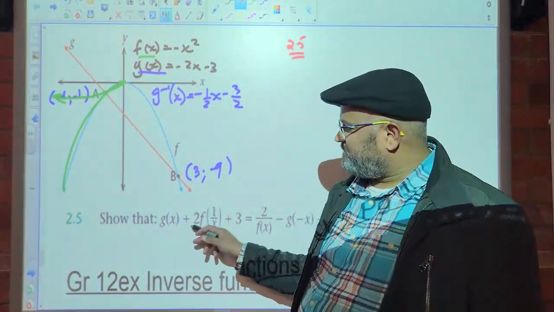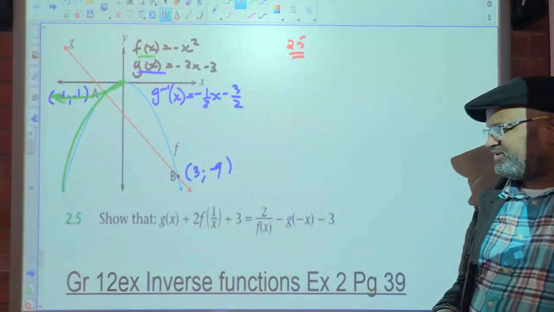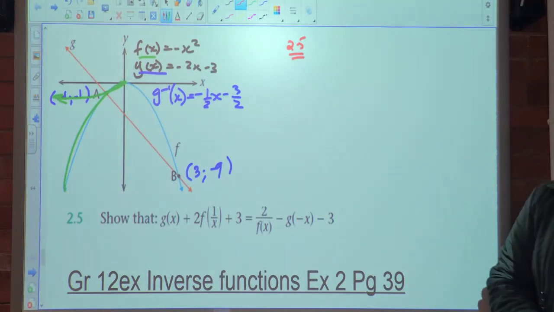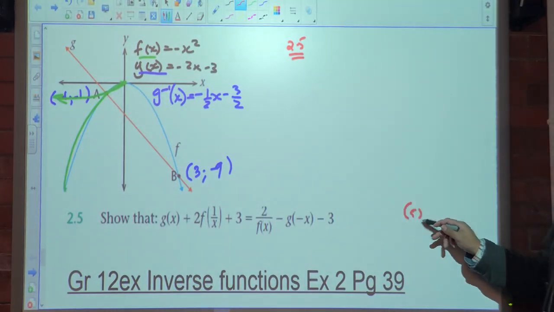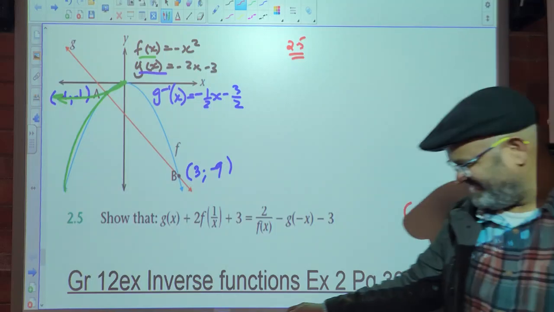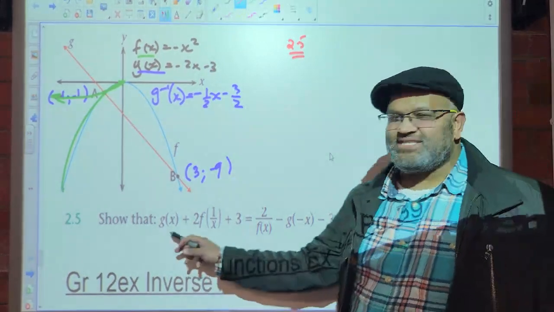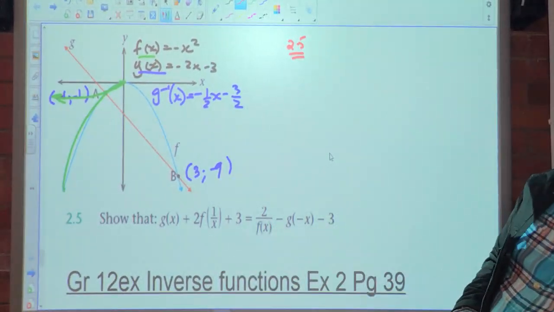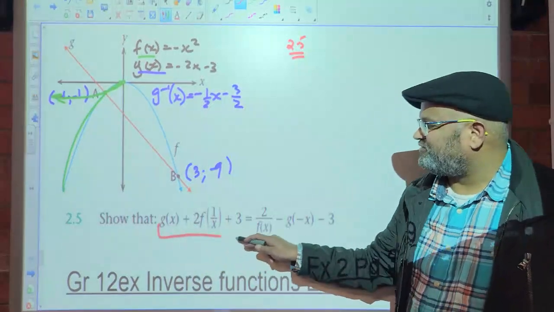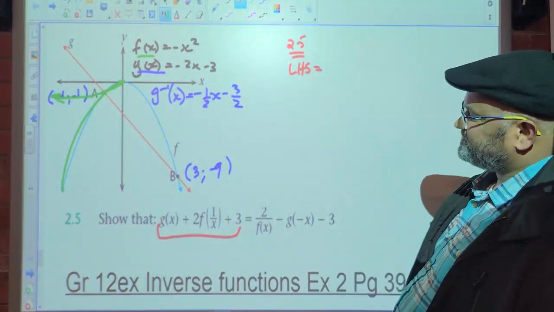Show that g of x plus 2f of 1 over x plus 3 is equal to 2 over f of x minus g of minus x minus 3. What do we do here? For 5 marks? Skip. People, this is an identity. We must prove that the left hand side is equal to the right hand side. So this is the left hand side of the equal sign. So you say LHS equals.